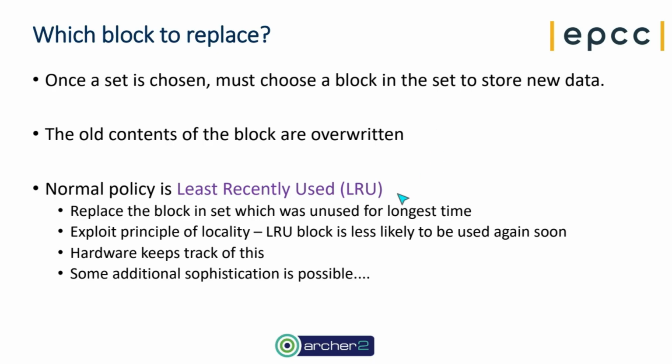And the normal policy used is the least recently used. So the cache will keep track, for every set, of which block has been unused by the CPU for the longest time. Okay, so this is basically just exploiting temporal locality. The least recently used block is probably the less likely one to be used again soon, but not necessarily. It's a simple algorithm, but it's not necessarily perfect.